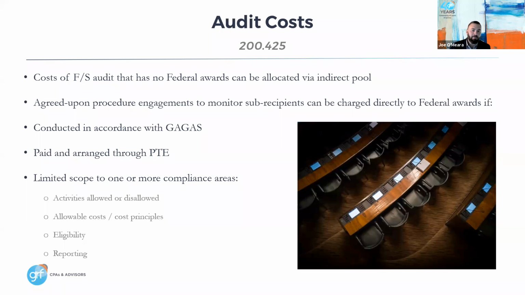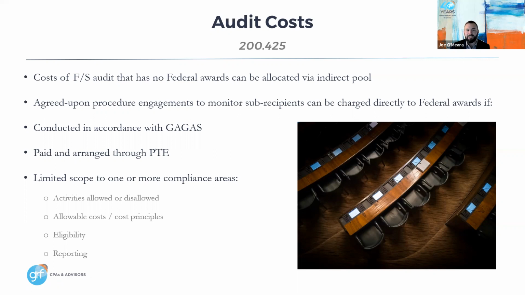Some organizations end up doing an agreed upon procedure engagement with an audit CPA firm to monitor their subrecipients. It's part of your monitoring procedures for subrecipient monitoring, which you're required to do based on the uniform guidance. Those can be charged directly to the federal award if they meet the following criteria. The agreed upon procedure has to be conducted in accordance with GAS, which is the governmental auditing standards that the auditors will follow.